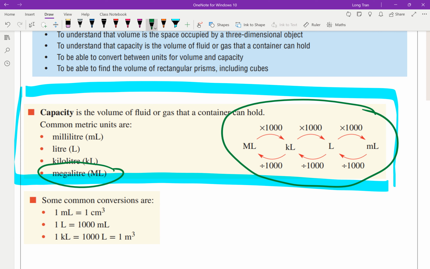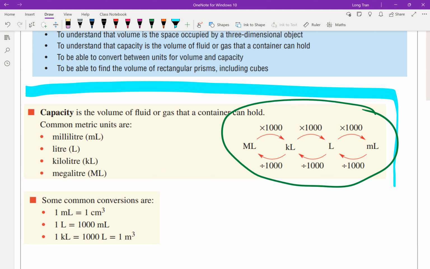You've got megaliters, kiloliters, liters, and then milliliters. So little m stands for milliliters, whilst the capital M refers to megaliters. Okay? Now, because we work in the metric system, we like to work in powers of 10. In this case, each one is 1,000 difference, so it's 1,000 times. So 1,000 mils, listening, 1,000 mils make 1 liter. 1,000 liters make 1 kiloliter. 1,000 kiloliters make 1 megaliter.